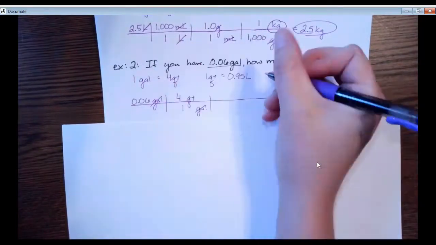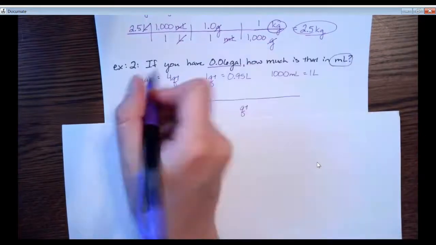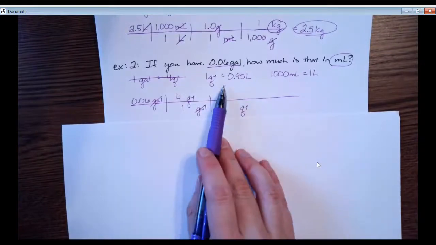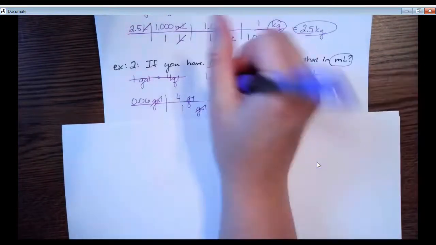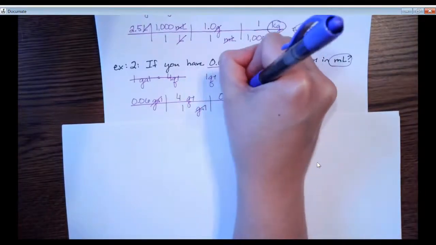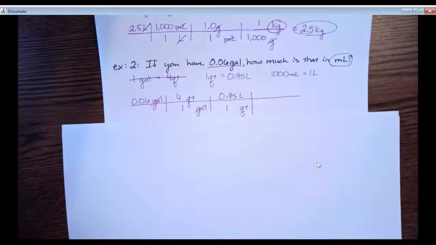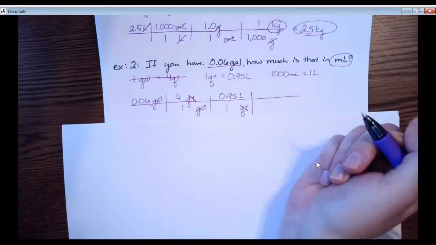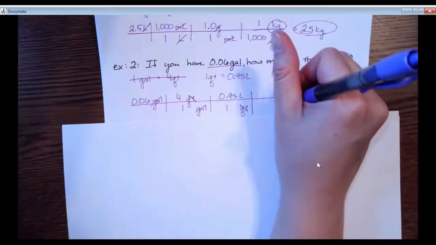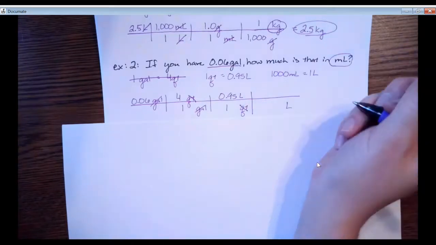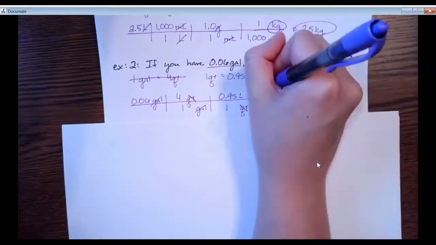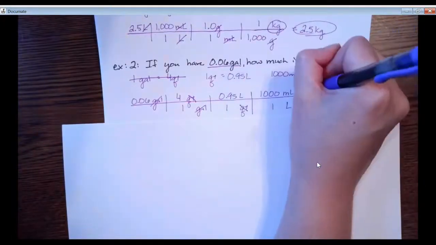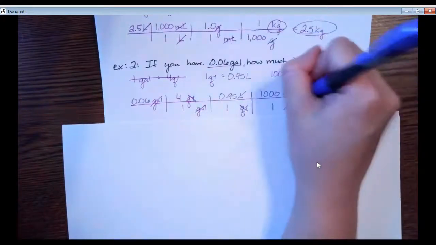Now, if I have quarts up top, I'm going to need quarts on the bottom. So if I look at my other remaining conversion factors, I'm going to use the next one. So 1 quart is equal to 0.95 liters. Okay, and then my quarts cancel out, which is good. I am left with liters. I want to still get to milliliters. So I'm going to put liters on the bottom, and I want to get to milliliters. So my 1,000 goes with the milliliters. That's how my conversion factor is listed. And then 1 goes with the liters. So my liters cancel out.